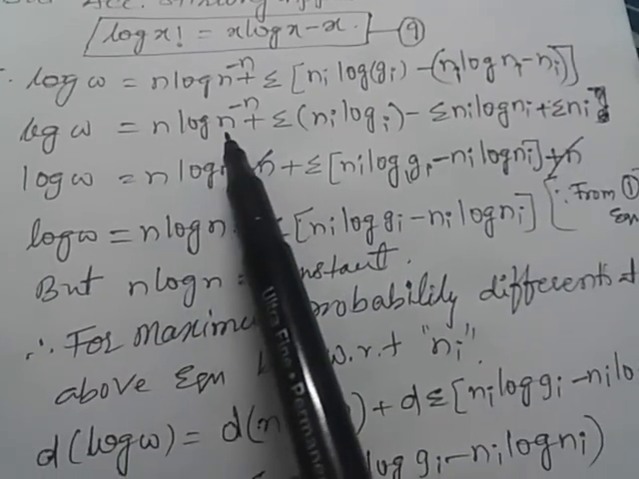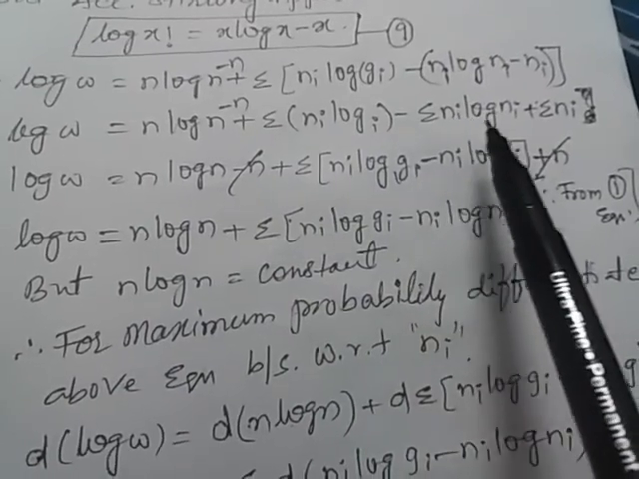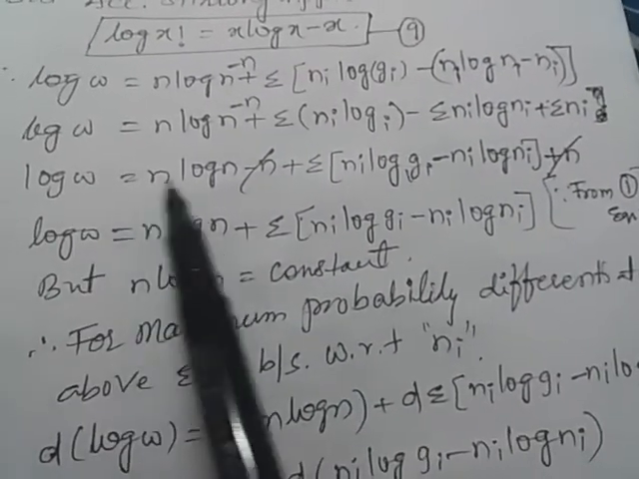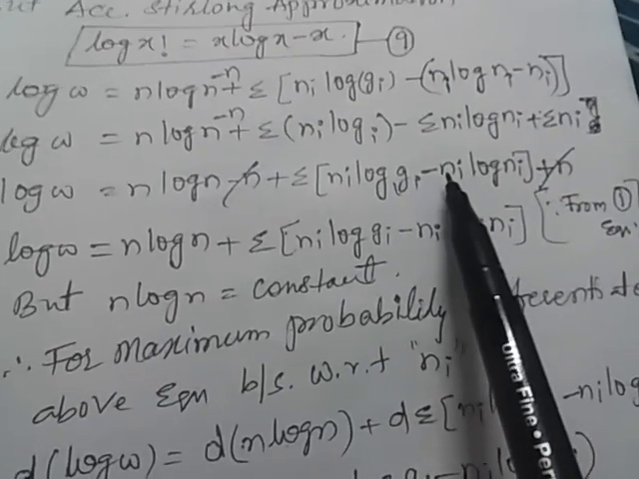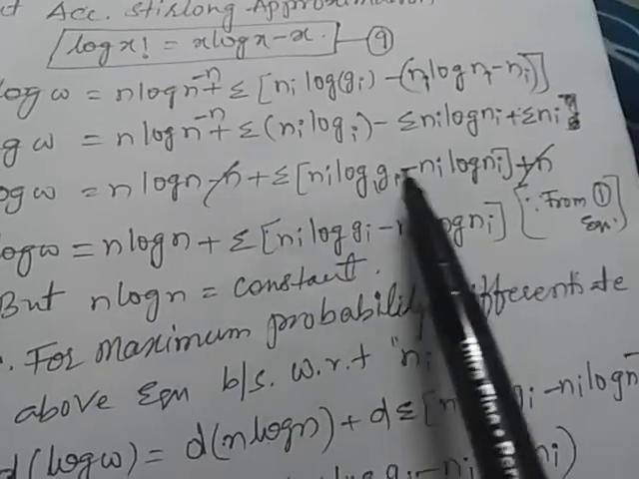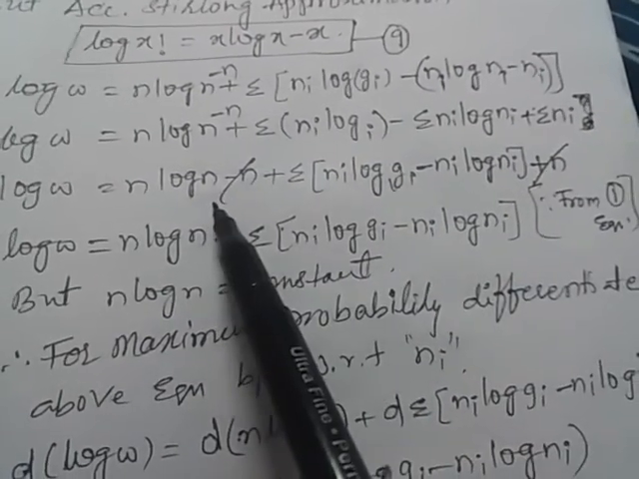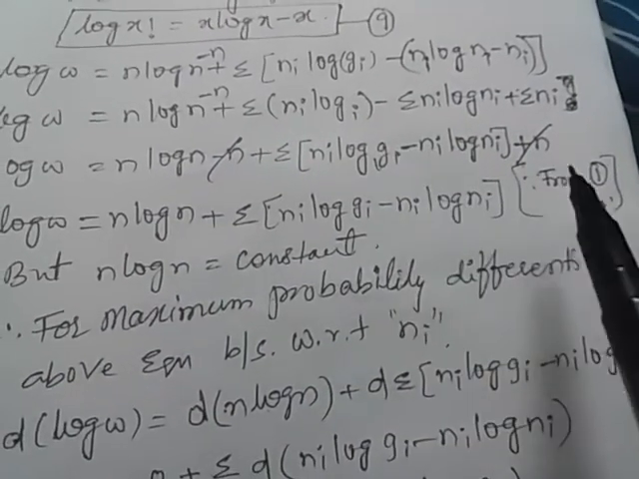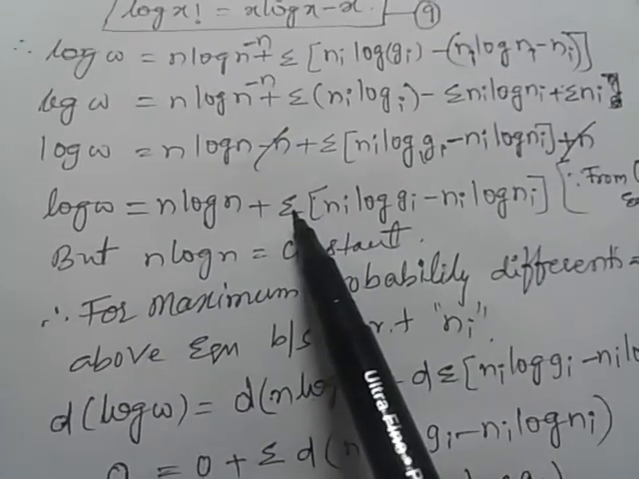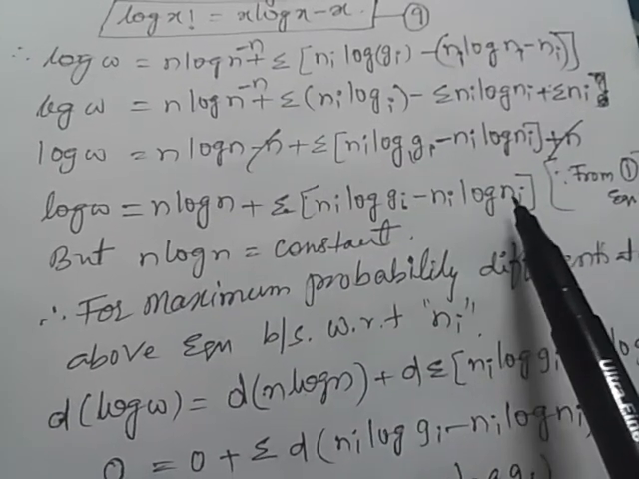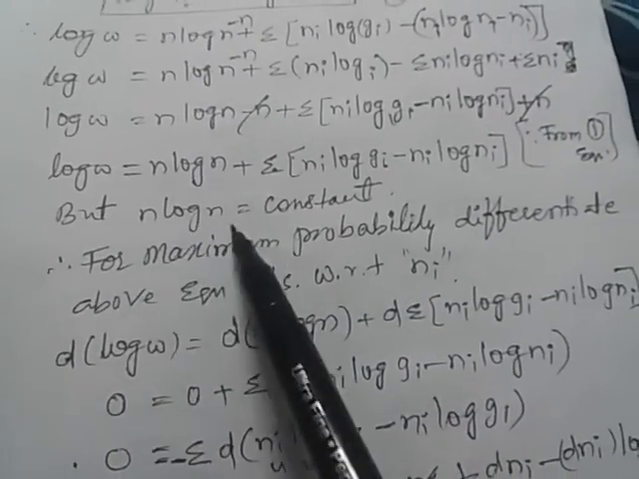So log omega is equal to N log N minus N plus sigma of ni log gi minus, multiplying sigma inside, sigma ni log ni plus sigma ni. So here log omega is equal to N log N minus N plus sigma ni log gi minus sigma ni log ni plus N, and this minus N and plus N get cancelled, because sigma ni equals N from equation 1. So log omega is equal to N log N plus sigma ni log gi minus ni log ni. Understood here?